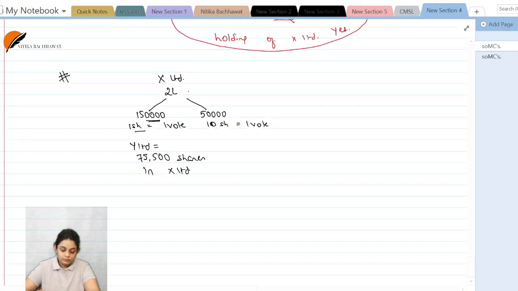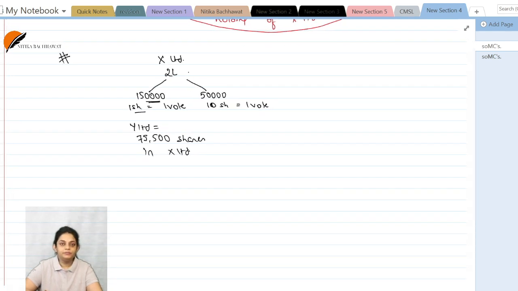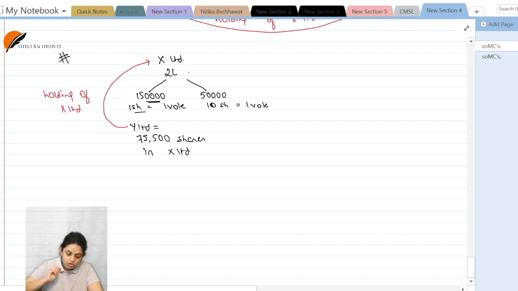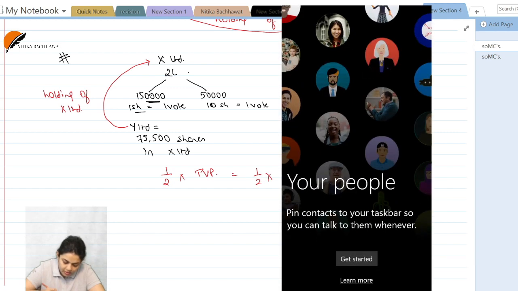Okay. So X Limited has 2 lakh shares, where 1,50,000 shares are 1 share 1 vote and 50,000 shares are 10 shares 1 vote. Of this, Y Limited is holding 75,500 shares in X Limited. My question is, is Y Limited the holding of X Limited? To check whether you are the holding of the other company, you must hold more than half of the total voting power.